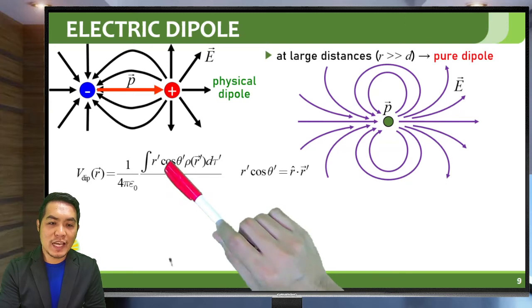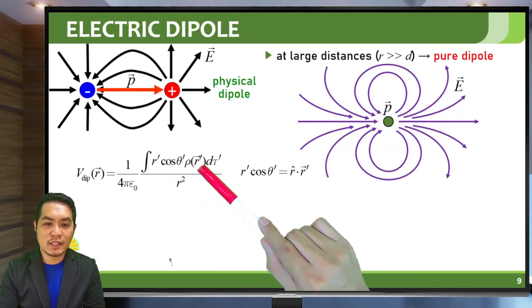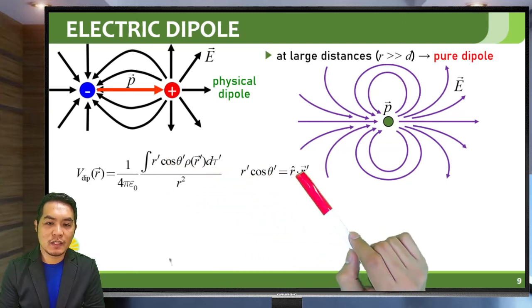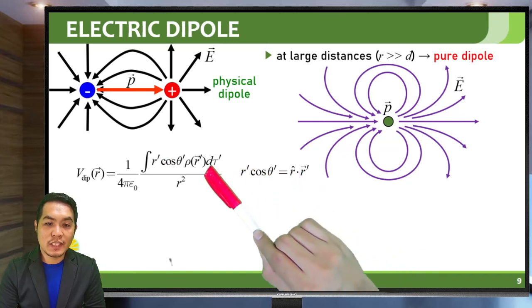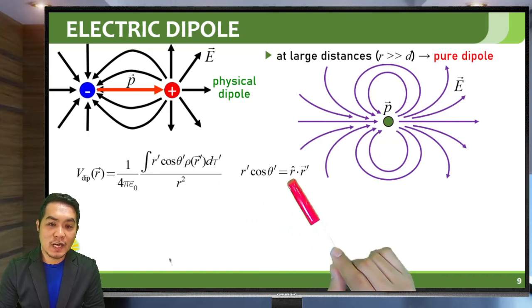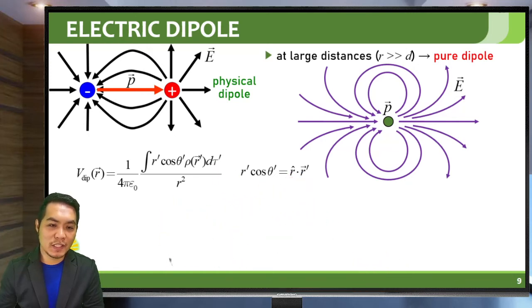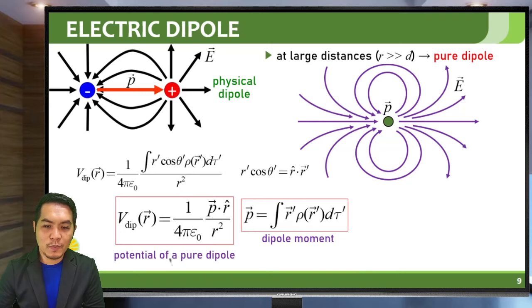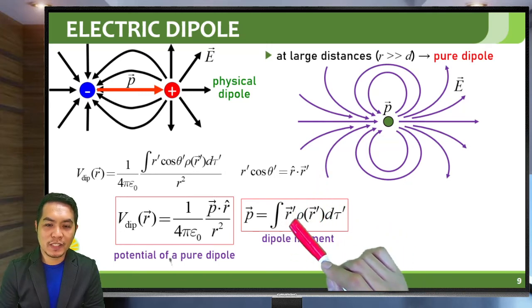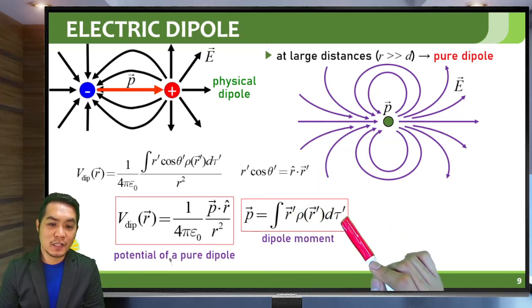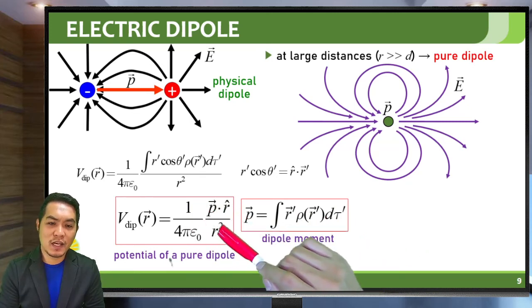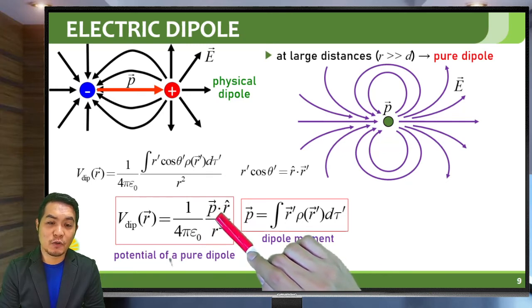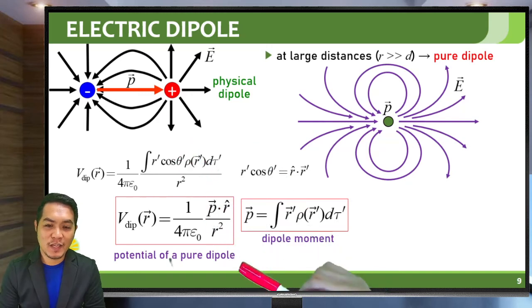So if we utilize that, if we replace r prime cosine theta here by r hat dot r prime, r hat is no longer a prime coordinate, so we can take it out of the integral. What's left of the integral is our dipole moment, dotted with r hat. So actually we have achieved this result earlier. This is just p cosine theta, or qd cosine theta, if you have a physical dipole.